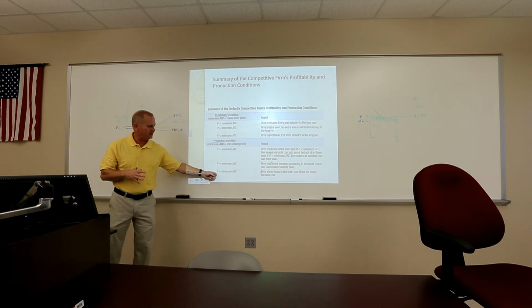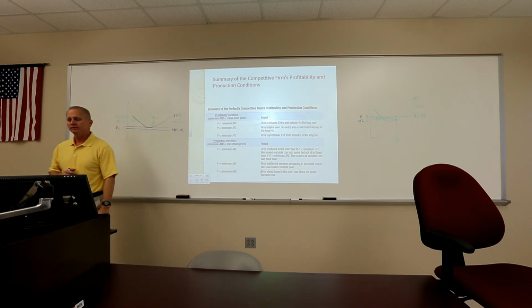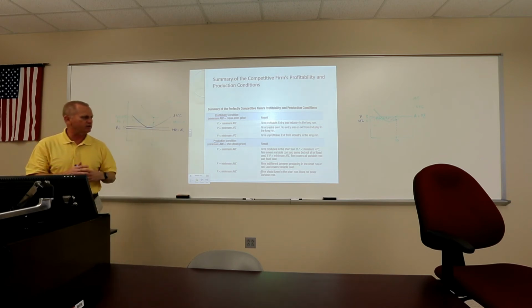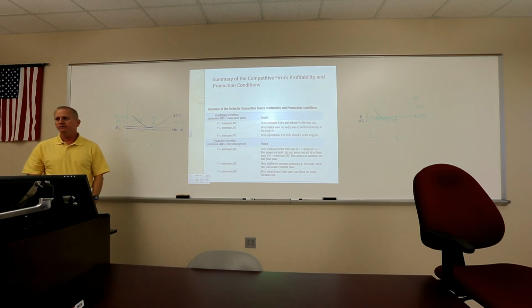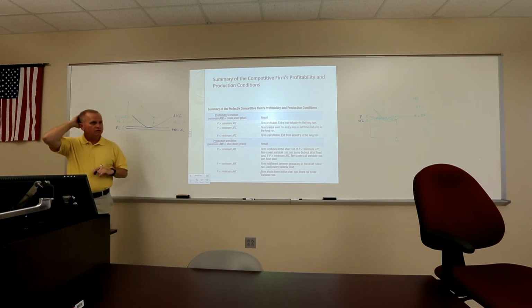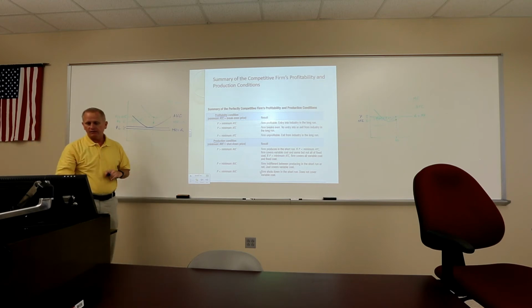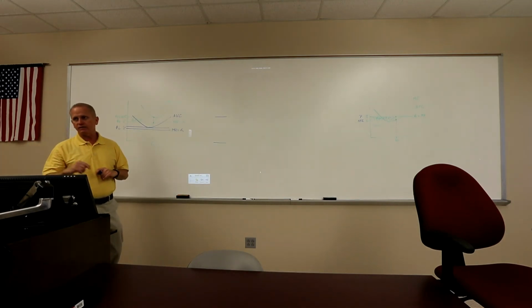And then if it's less than, you definitely shut down. That's the line here, the bottom one. And you'll shut down in the short run because you can't even cover your variable costs. You can't cover your labor, raw materials. So it's kind of a summary of what the price and average cost conditions were. And I believe that's the last slide for the chapter.